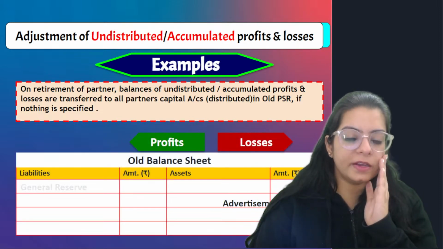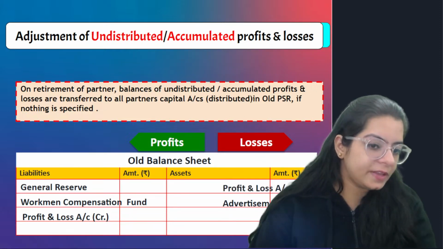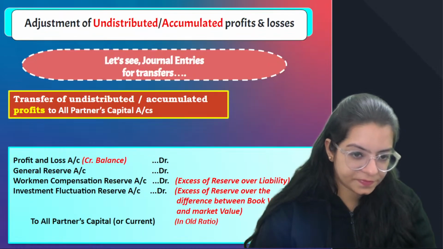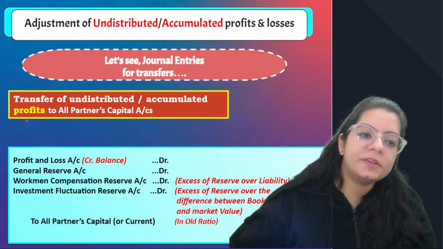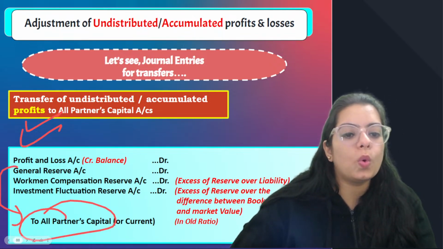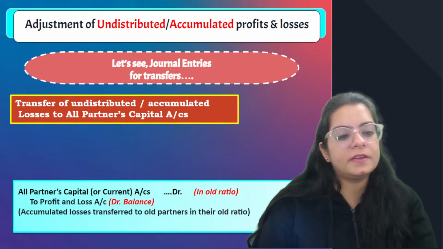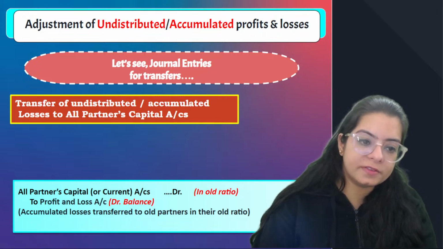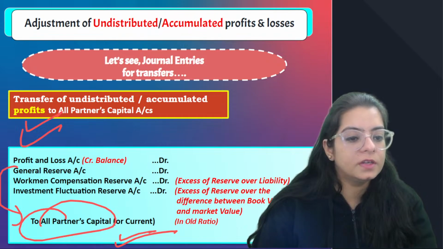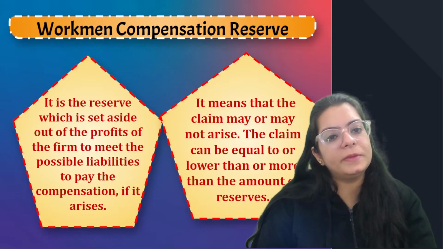Where will you find it? They will appear on the liability side of the balance sheet. Profits will appear on the liability side of the balance sheet, and losses on the asset side. How are we going to distribute it? We give the old profits or losses to all partners in the old ratio. If there is any loss, the entry will be: all partners debit to P&L. For profits, whatever the reserve name is, that will be debited, and partners will be credited.